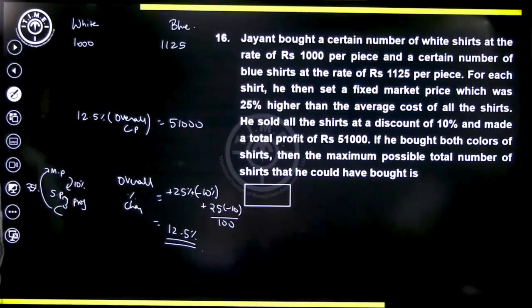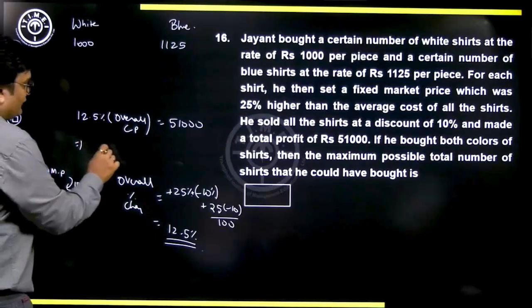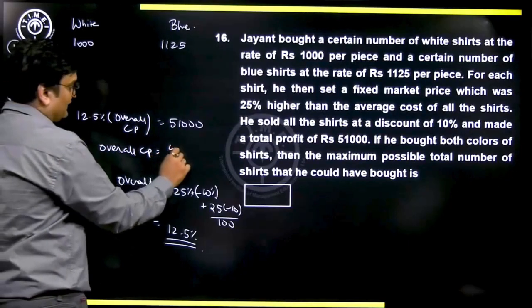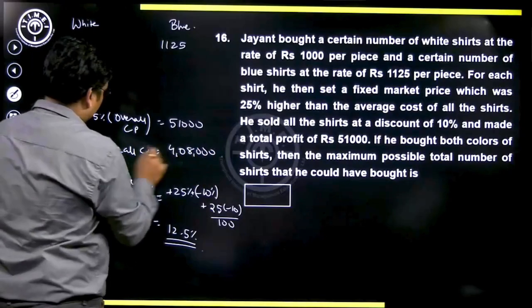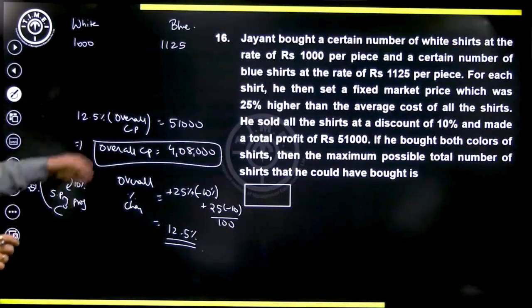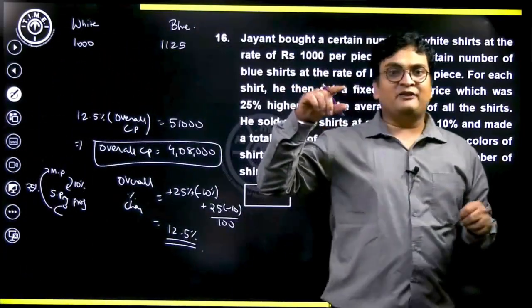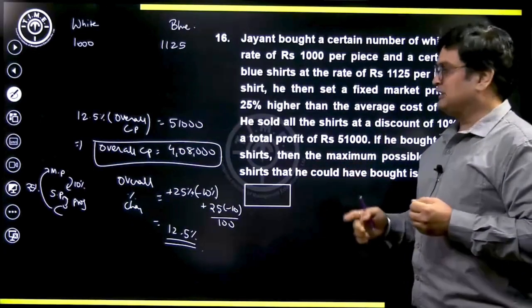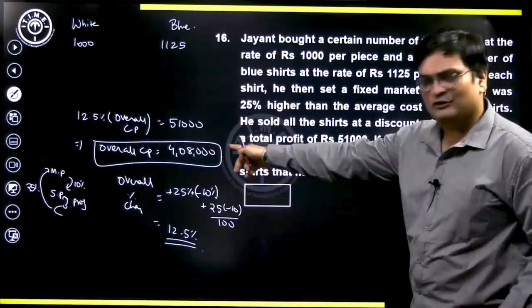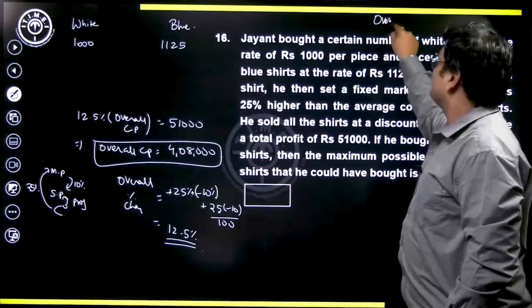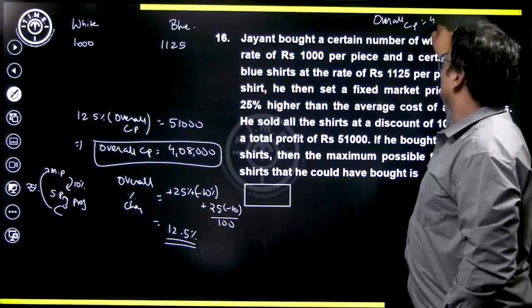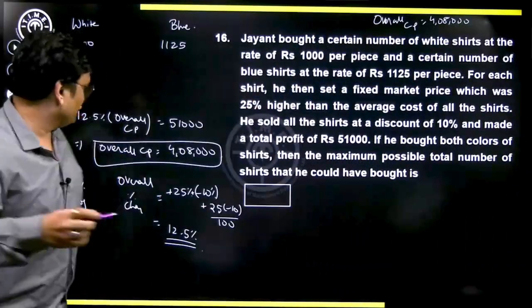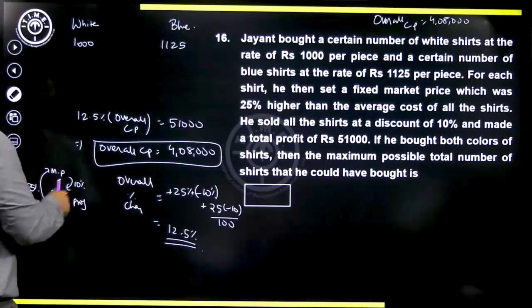12.5% is 1 by 8 basically. So overall cost price will be 51 into 8, which is 4,08,000. The point we were trying to figure out: we didn't know how many white shirts or blue shirts there are, or the overall cost price. Now we know the overall cost price is 4,08,000. Now let's go for the question. What exactly is the question?